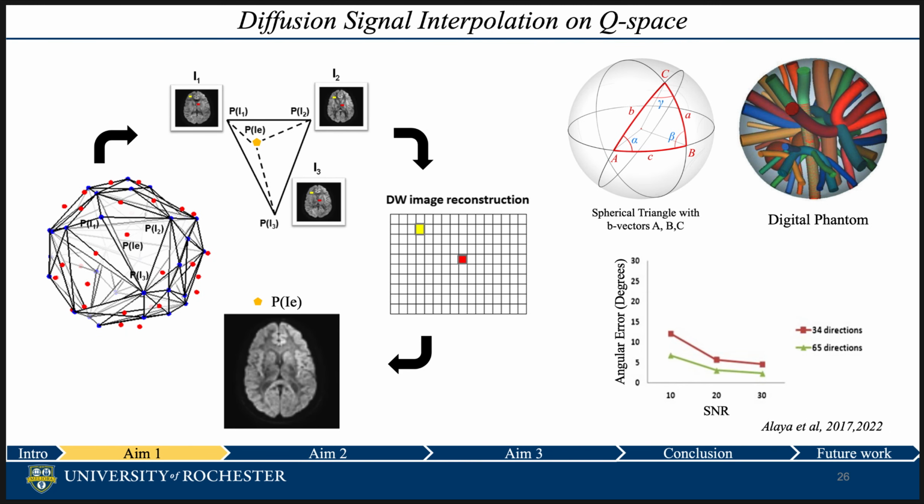So one way to solve for this is to use diffusion signal interpolation on the Q space. We could use Delaunay triangulation on the Q space to basically get the edges and the vertices. And from there, we could calculate the distances on the spherical triangle, and try to get our coefficients and solve for the signal at different spherical nodes. But one problem with this approach is the generalizability, and also this does not account for clinical information loss.